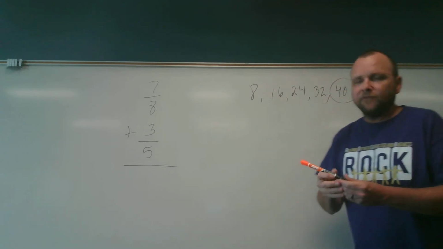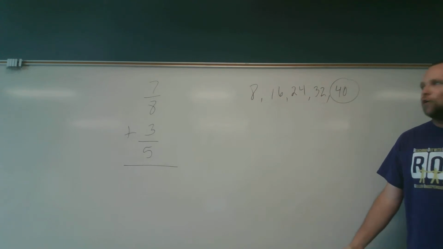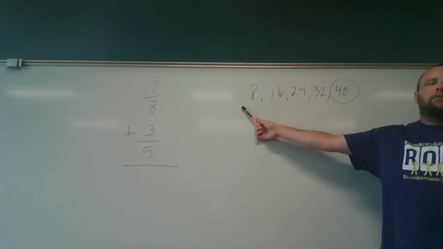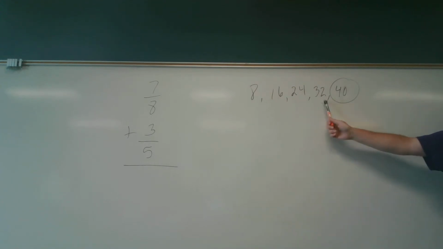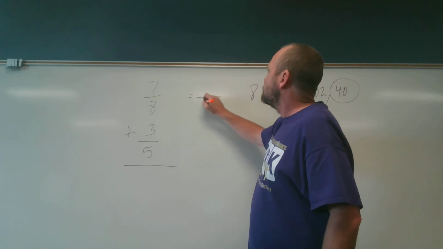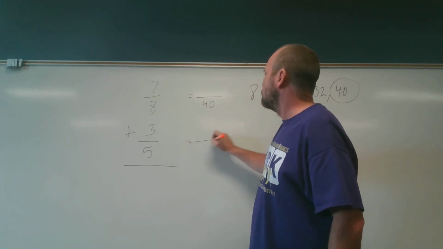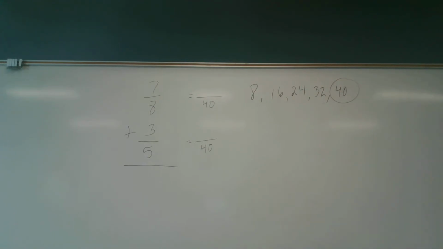And I know I don't even have to list my multiples of 5, because if I know my divisibility rules, I know for it to be a multiple of 5, it's either got to have a 5 or a 0 in the ones place. That's the first one with a 0 in the ones place. So I need to change both of these so that they're over 40.